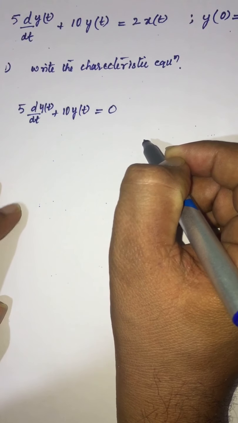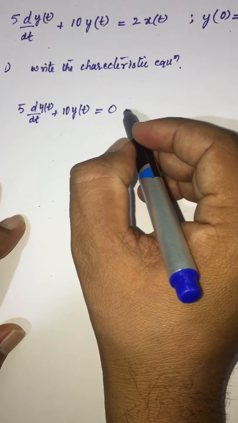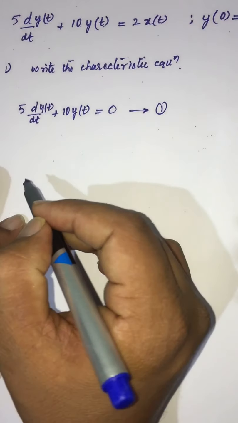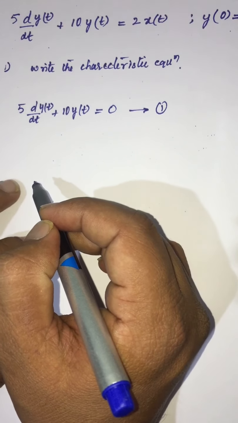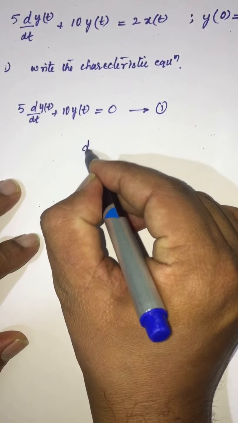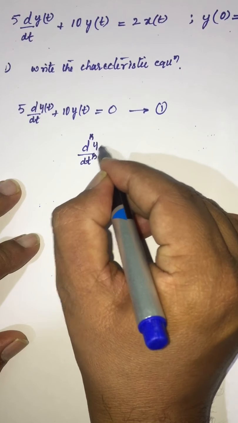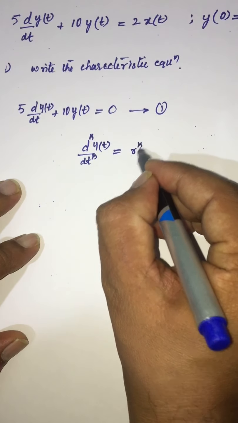Now this is what we call the characteristic equation, also called the homogeneous equation. Let this be equation 1. Now we are supposed to substitute wherever the differentials are there. Say for example, in general, d to the power of k divided by dt to the power of k into y of t has to be replaced by r to the power of k.